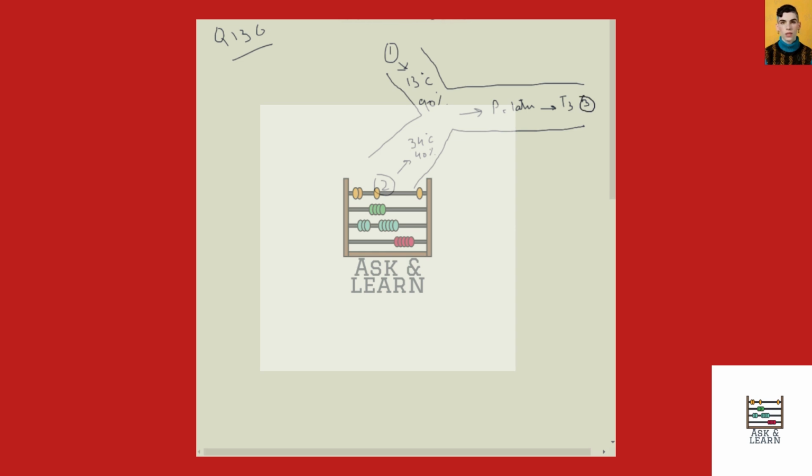So here we take four assumptions. Steady operating condition exists. Second, dry air and water vapors are ideal gases. Third, kinetic and potential energy changes are negligible. And the fourth one, the mixing chamber is adiabatic.